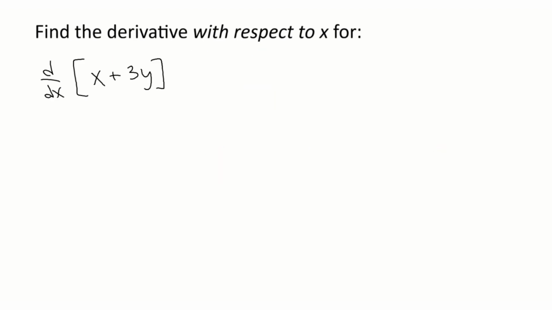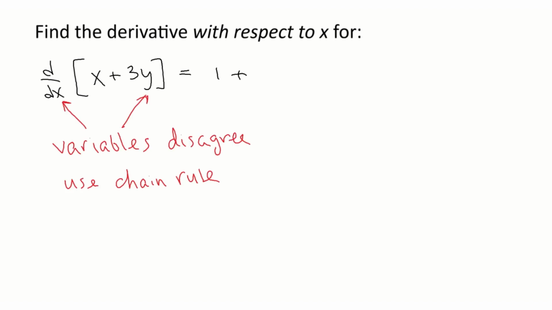Try another one. Find the derivative with respect to x for this expression. We can differentiate this term by term. First, the derivative of x with respect to x. Well, that's just 1. Second, the derivative of 3y with respect to x. Again, the variables disagree, so we've got to use the chain rule. The derivative of 3y is 3. Don't forget to multiply by the derivative of the inside, dy dx. So our answer is 1 plus 3 times dy dx.